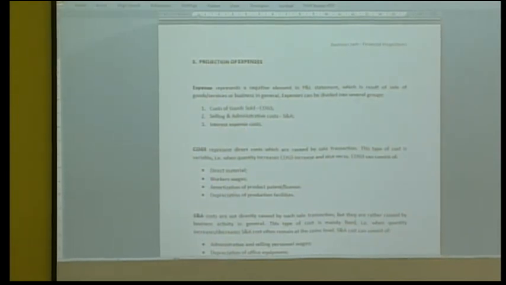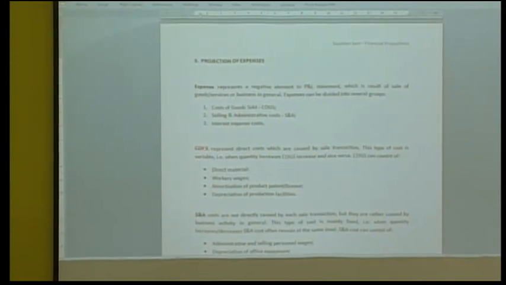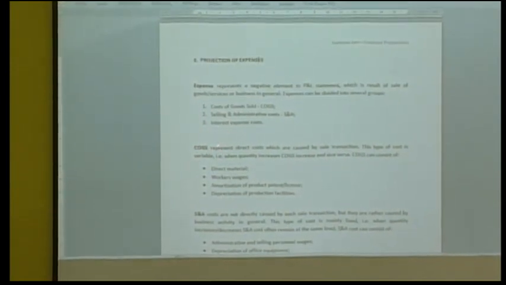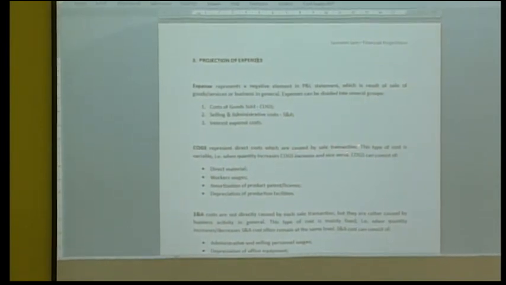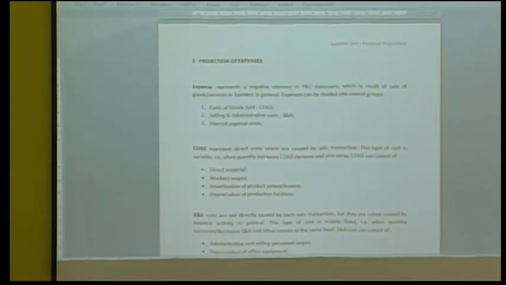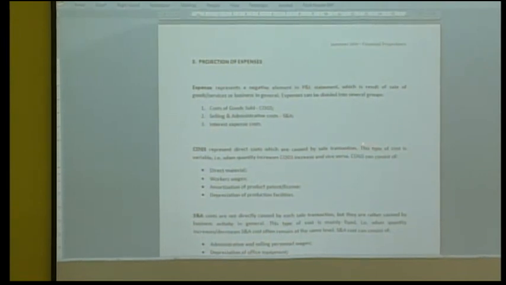The first one, cost of goods sold, represents direct costs which are caused by a sale transaction. For example, direct materials, worker wages, and amortization. You know what is amortization?